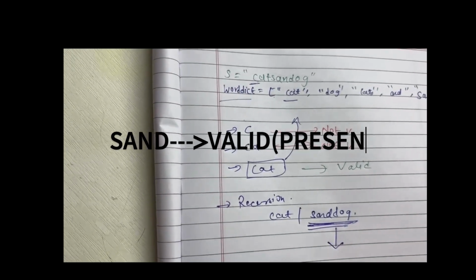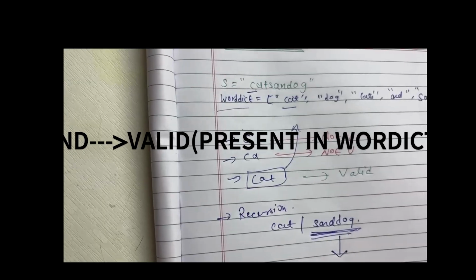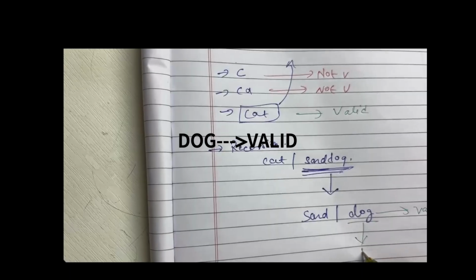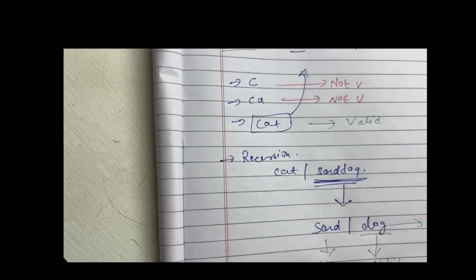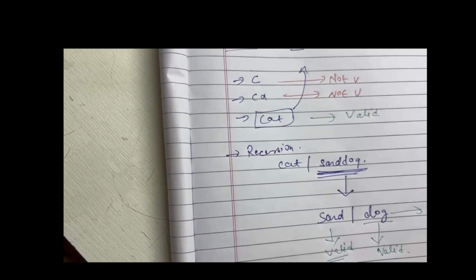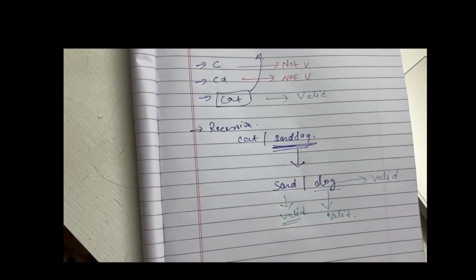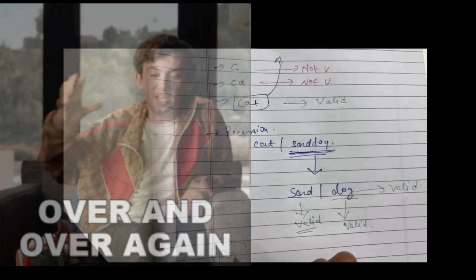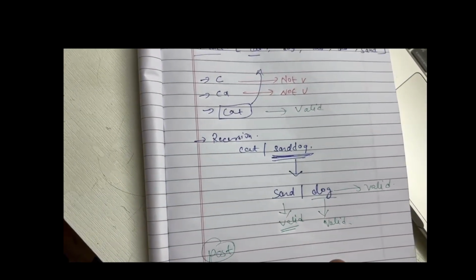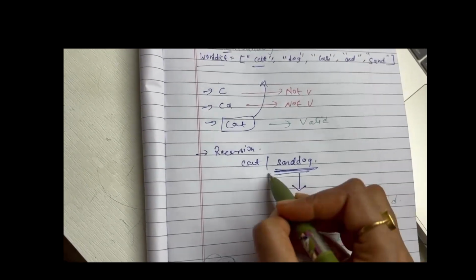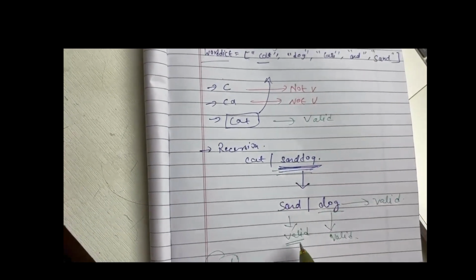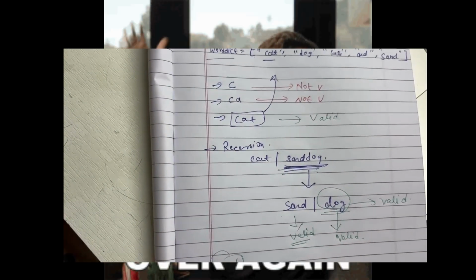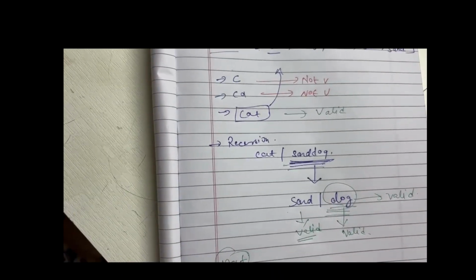We're going to check one by one: "sand" and "dog". So "sand" is a valid one. The remaining "dog" is also valid. So this part will work. But here the problem is we are trying every possible cut again and again for the same substring, like "sanddog". We will check it multiple times, and "dog" will be checked multiple times. So this repetition will blow up the complexity.